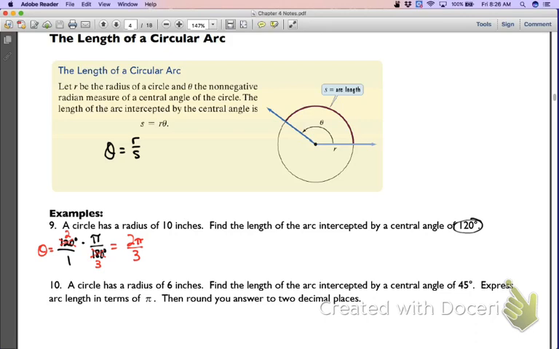Then all I'm going to do is take what's in red here and multiply it by whatever my radius is. I want to write this in terms of inches, so I'm going to take 2 pi over 3 and multiply it by 10. That's the same thing as 20 pi over 3.